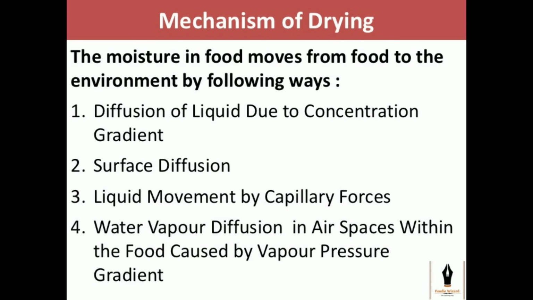What is the mechanism by which the water dries from the food? The moisture in the food moves from the food to the environment in the following ways. It is diffused due to concentration gradient. It is also lost due to surface diffusion. It is lost due to liquid movement by capillary forces. And it is also lost due to water vapor diffusion in air spaces within the food, caused by vapor pressure gradient.